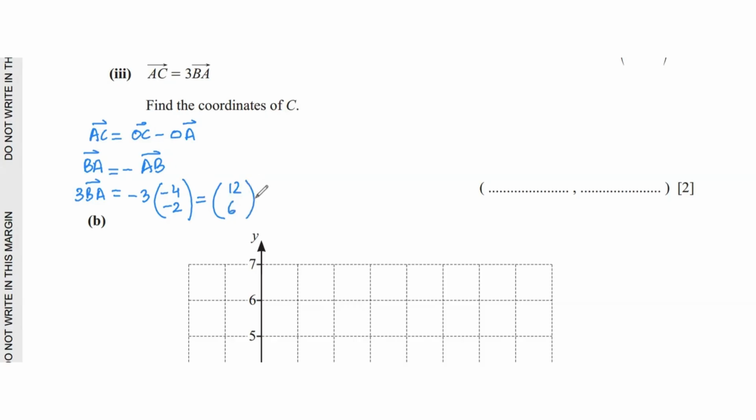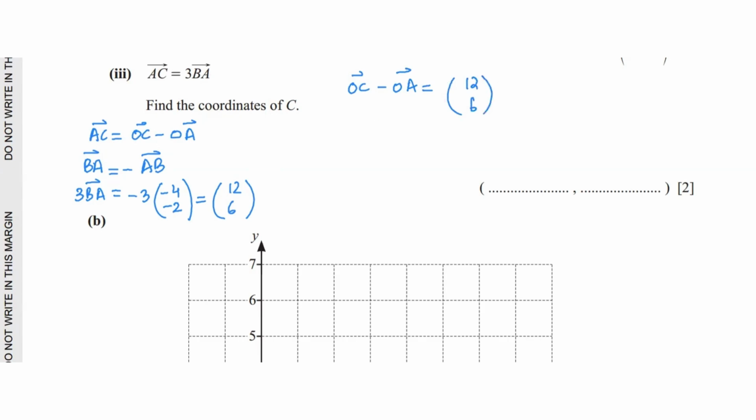Once again, if you're changing the starting and end point of your vector, like in this case, we found AB in the previous part, but in the next part it is using BA. That means we're changing the direction of the vector. And when you change the direction of the vector, the sign changes. If it's positive, it becomes negative and vice versa. So OC minus OA equals (12, 6).